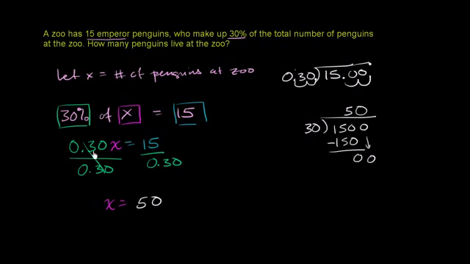And you can verify it. Multiply 0.3 times 50 and you will get 15.